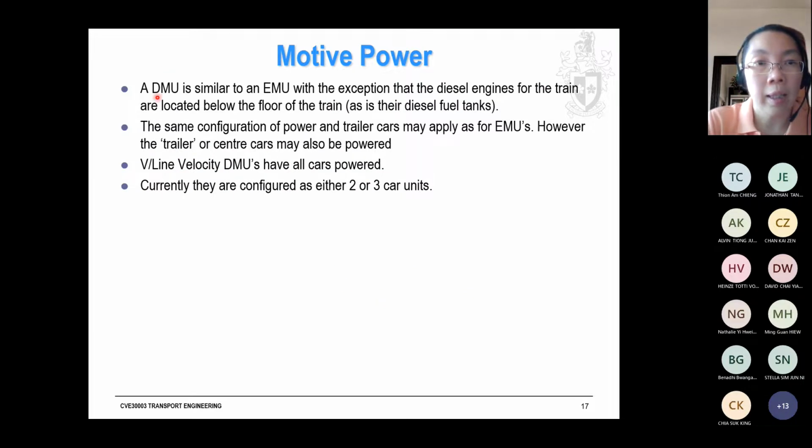Okay, now a DMU is very similar to an EMU, except that it has diesel engines for the train located below the floor of the train, as are the diesel fuel tanks. All right, and the same configuration: every unit has its own power system.